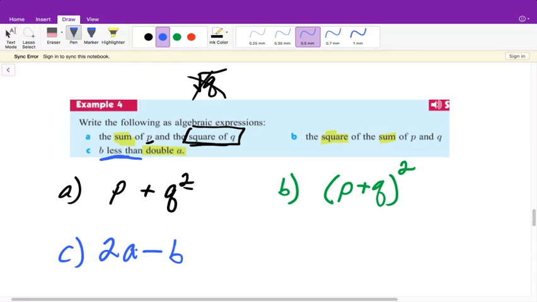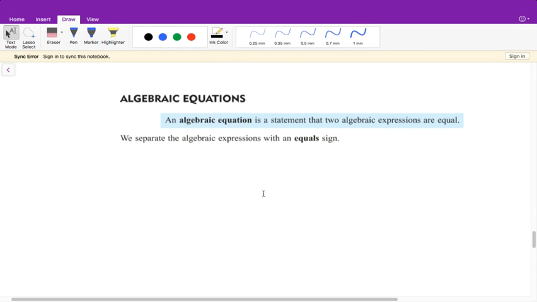All right, now let's move on to the last part of Section 1, which is algebraic equations. An algebraic equation is a statement that two algebraic expressions are equal. So remember, it includes an equal sign. Now I'm going to give you an equation and we're going to describe it in words. It's very similar to what we were doing, except now we must say equal to.